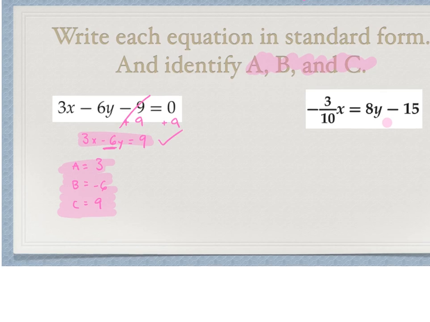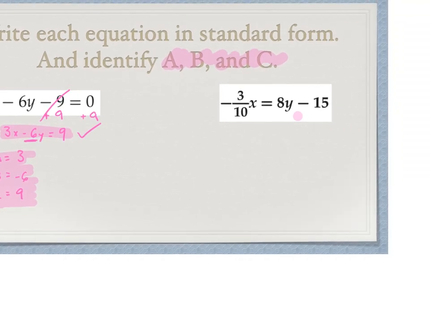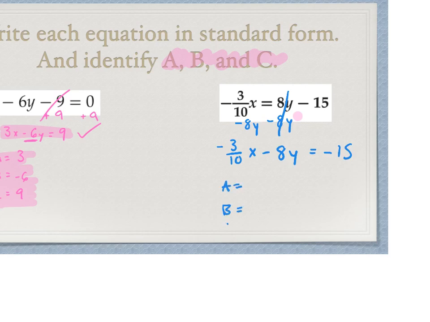All right, let's look at our second example. So what do we need to do to get this into standard form? Subtract 8y. Awesome, we subtract 8y on both sides, so it'll cancel out on the right side. And now we have negative 3 over 10x minus 8y is equal to negative 15. Is this in standard form? Yes. Perfect.